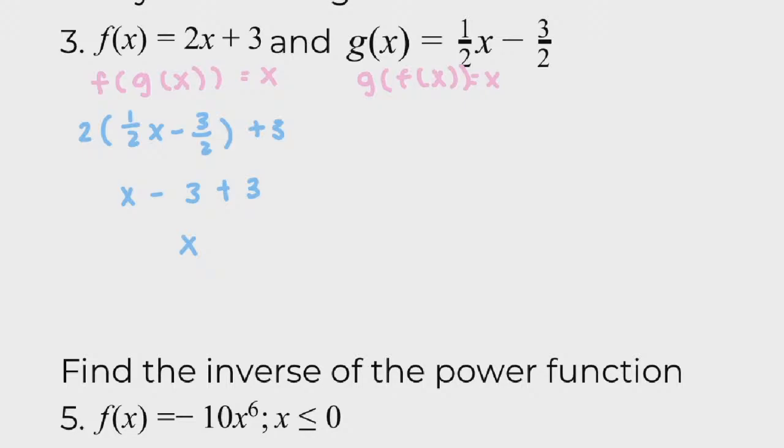Then for g of f of x, we want to replace the x in g of x with the equation for f of x. So I'm replacing that x with 2x plus 3. So that'll be 1/2 times (2x plus 3) minus 3 over 2. Then we're going to distribute the 1/2 and we'll get x plus 3 over 2 minus 3 over 2, and we get x. So that means these are inverse functions.